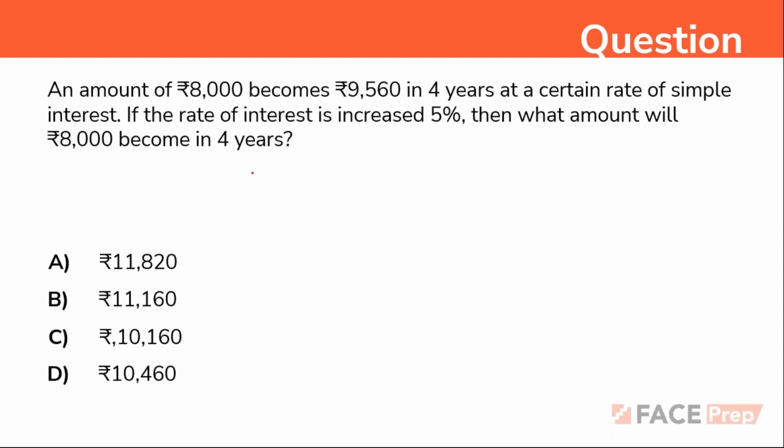So what are all the data I know here? The principal amount is 8,000 rupees and the amount is 9,560 and the number of years is 4 years. So this all we know, right? Now, how to find the simple interest? Simple interest is amount minus principal, right? Here 9,560 is the amount and my principal amount is 8,000. Hence simple interest is 1,560.